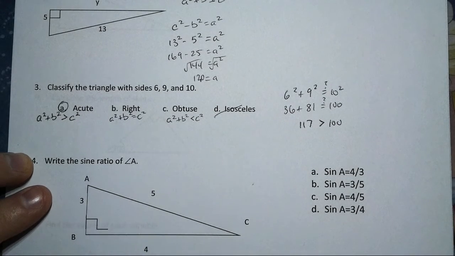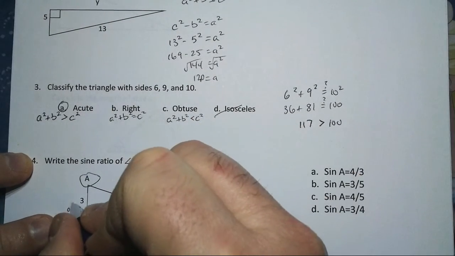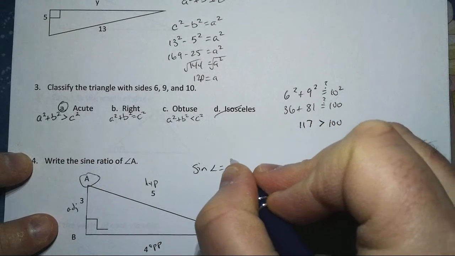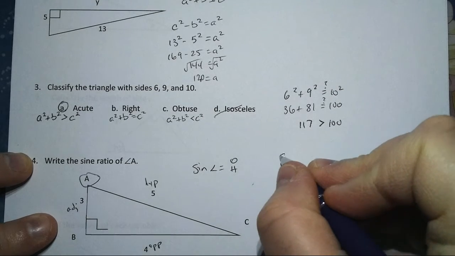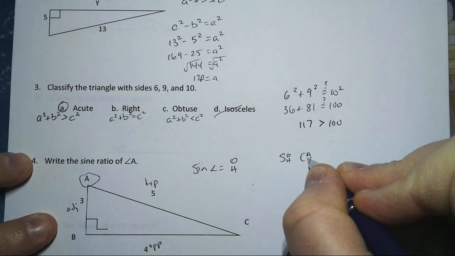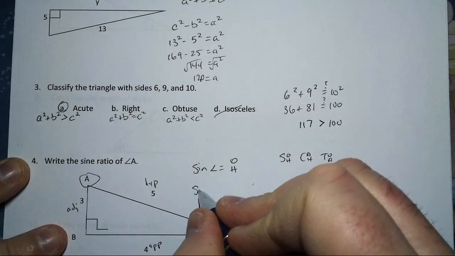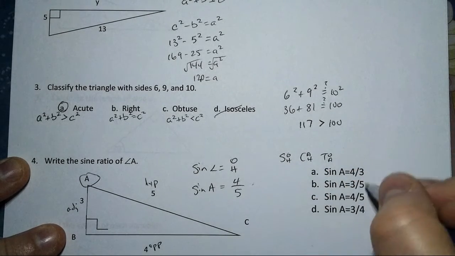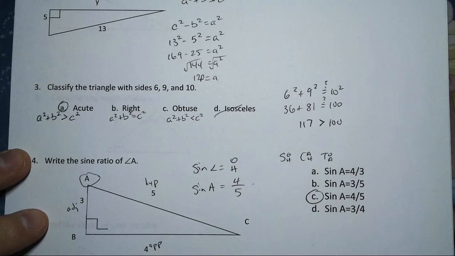All right, write the ratio for the sine of A. So figure out A. We go opposite, adjacent, hypotenuse. We know the sine of the angle is equal to the O over the H from Sohcahtoa, right? And then we just plug in. The opposite of A is 4. So the sine of A is 4 over the hypotenuse, which is 5. And boom, there's choice C. All right, going on to the next one.